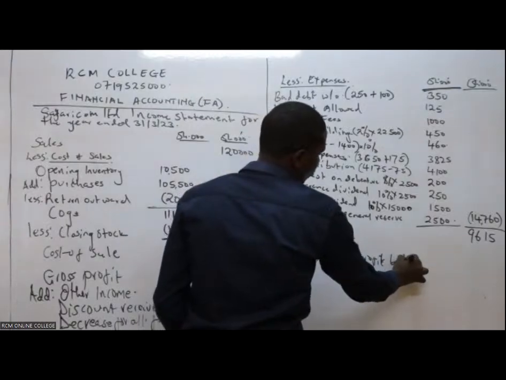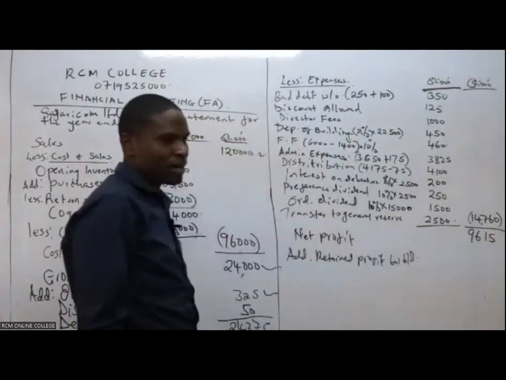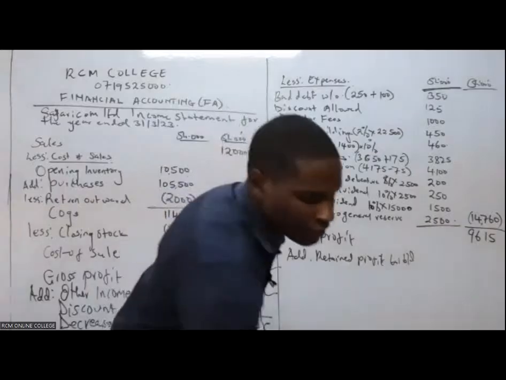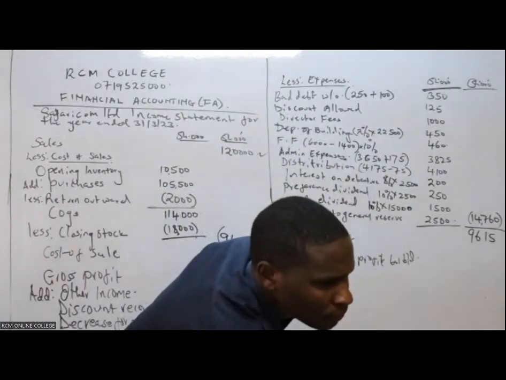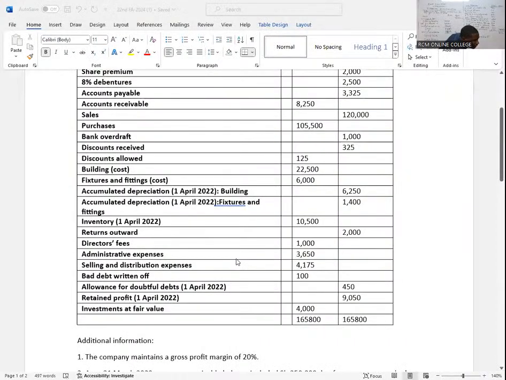The retained profit balance brought down, class, we shall get it. Let me share this question. Retained profit balance brought down. Can you look at the second last item? Investment at fair value, and then we have retained profit as at first of that. How much is the retained profit? Can you see 90, 50?